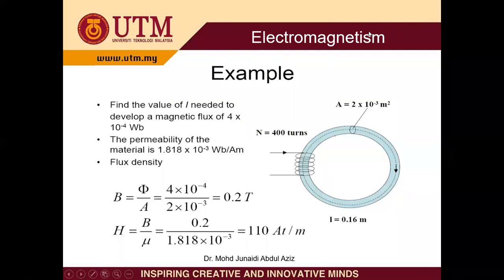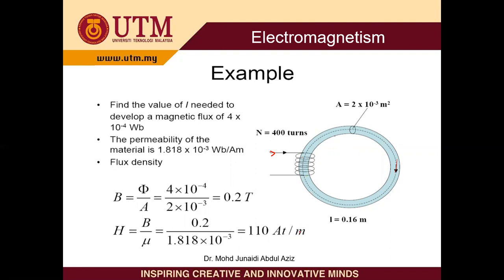Okay, so for this example, it gives you a toroid, a circular toroid with a winding of 400 turns and a current that you don't know. The question is to find the current so that a magnetic flux of 4 times 10 to the power of negative 4 Weber can be produced inside this magnet, inside these materials. The permeability of the material is given as 1.818 times 10 to the power of negative 3.